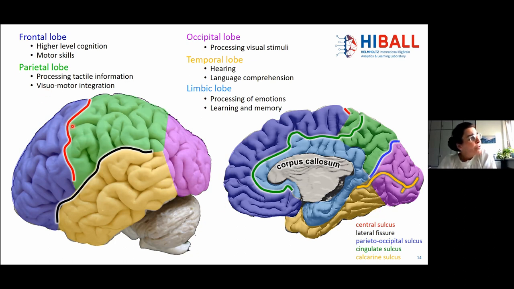And then when we move backwards in the parietal sulcus, what we find are so-called associative areas, because they integrate information from different modalities. So for example, they integrate information that we receive from the visual system, and information that we receive from the somatosensory, so the touch system. And that enables us to control our movements when we are carrying out reaching and grasping movements.